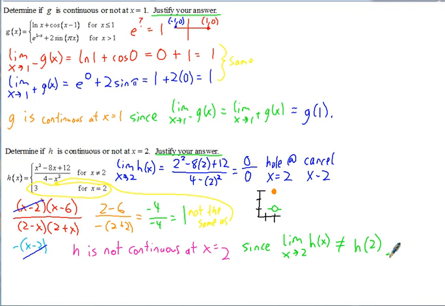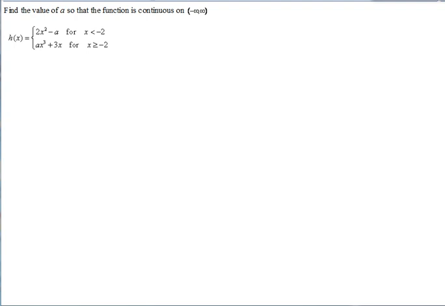Alright, let's take a look at a different type of piecewise problem here. This one says find the value of a so the function is continuous on negative infinity to infinity. If it was by itself, this would just be a parabola, and this one would just be a cubic graph. Separately, these two are continuous functions. And a is a constant that we're solving for in this case. So the only place this piecewise function might not be continuous is at the breakpoint of -2.